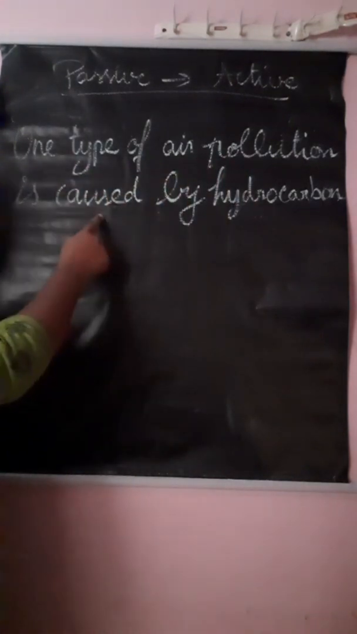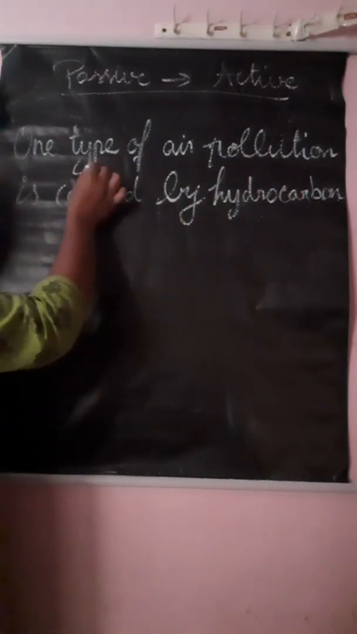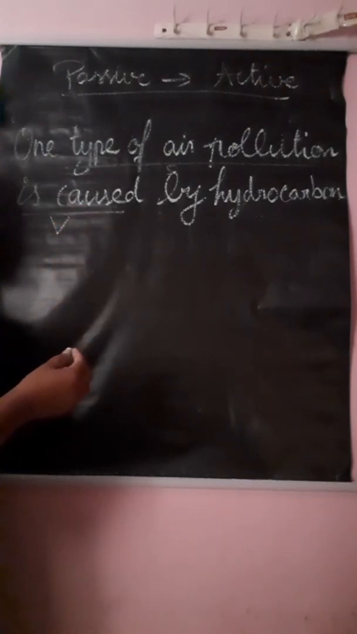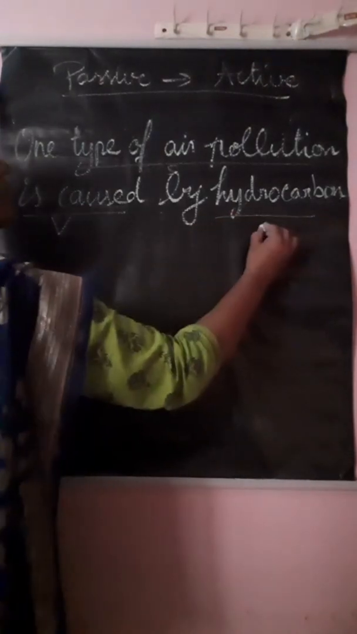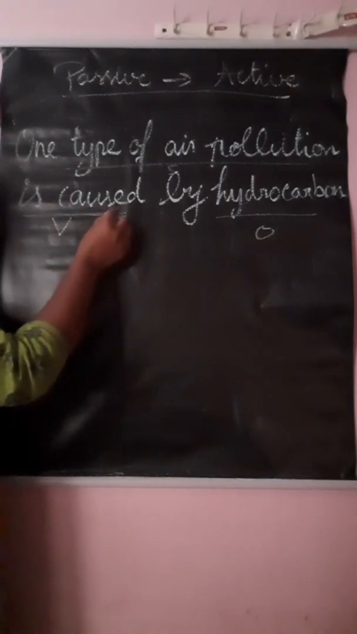Here is another example. "One type of air pollution is caused by hydrocarbon." What is the subject here? One type of air pollution, not one type alone. Then what is the verb here? Is caused. What is the object? After the "by," the agent, isn't it? So is the given sentence active or passive? Don't see this "by." See "is caused": am, is or are plus V3. So it is passive.